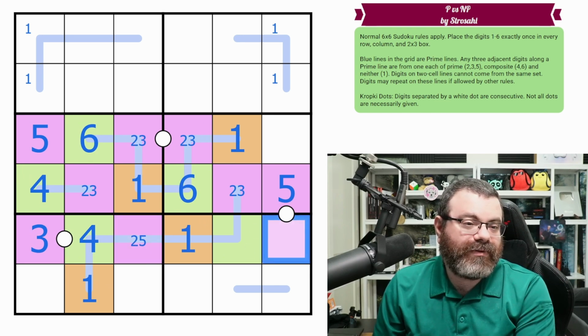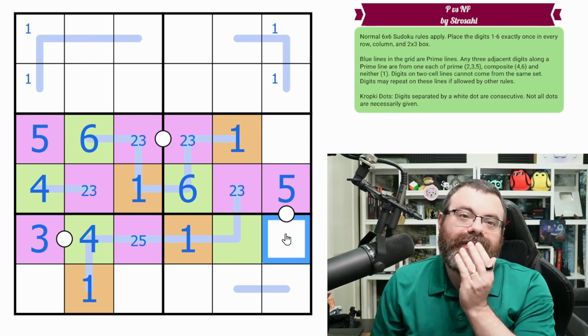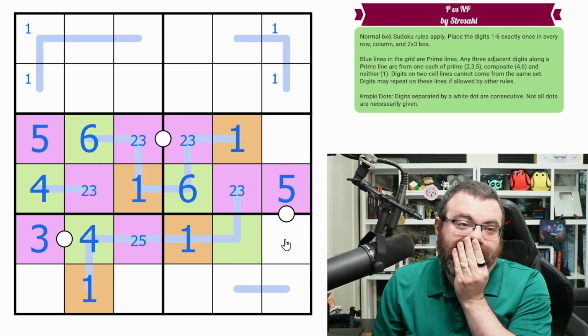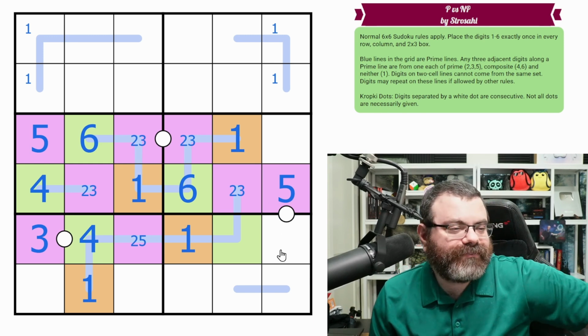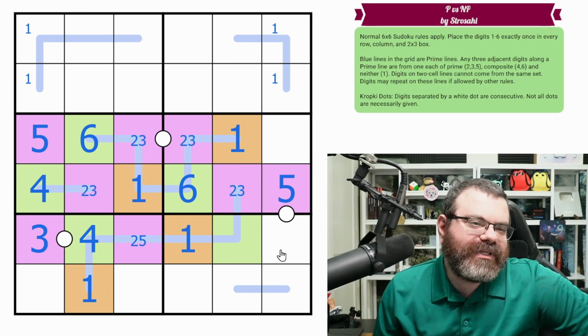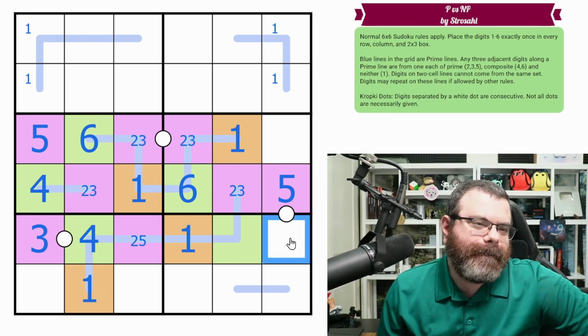Oh, this has to be purple. So it's 6. Oh, no, it's 4 or... Wait. No, it can't be purple. Uh-oh. I must have made a mistake somewhere because this has to be 4 or 6, making it green.